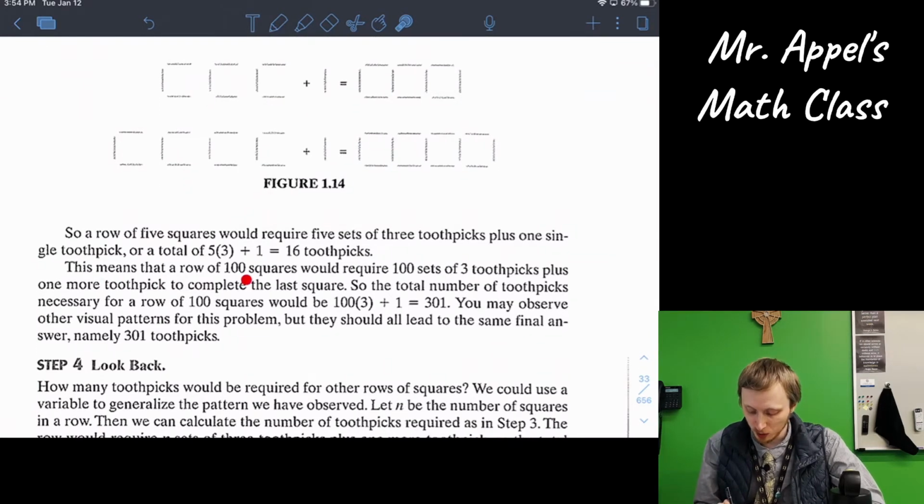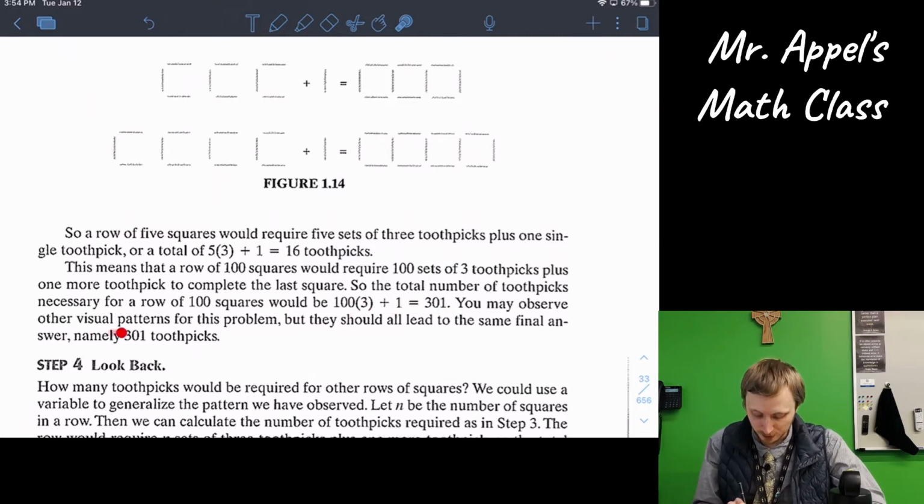This means that a row of 100 squares would require 100 sets of 3 toothpicks plus 1 more toothpick to complete the last square. So the total number of toothpicks necessary for a row of 100 squares would be 100 times 3 plus 1, 301.